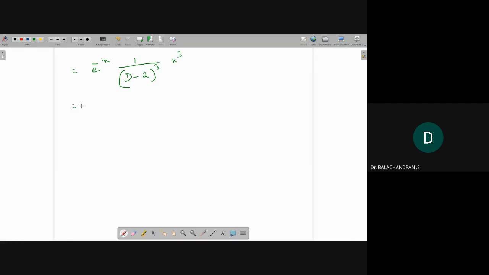Okay. Now, I am taking the constant e power minus x. I will take minus 2 cube commonly: 1 by (1 minus D by 2) whole power 3 into x cube. So this is equal to minus e power minus x by 8. There is no need to write 1 by again. I will write it in the numerator.